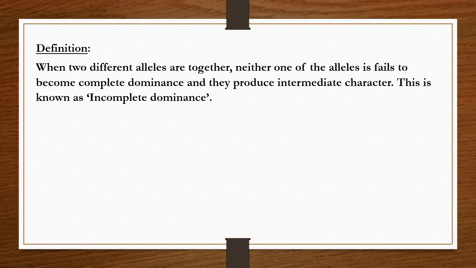We all know very well that dominance, that means one gene suppresses the other gene and expresses its character, is called dominance. But incomplete dominance means, of the two alleles present, if one gene is dominant over the other gene, then that character is expressed. If it fails to dominate the other allele, it can give an intermediate character, then it is called incomplete dominance.